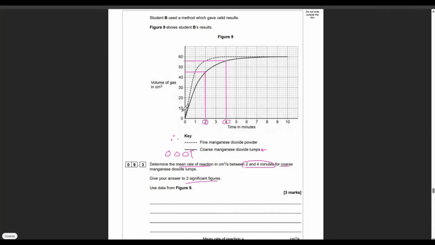Now you need to work out what these numbers are, and you're going to have to work out what the scale is. So you can see it goes 0, 10, 20, so 10 cm³ at a time with 5 baby squares. Each baby square is worth 2 cm³. So if we go here, this is going to be 45 because it's right in the middle of one of those baby squares.